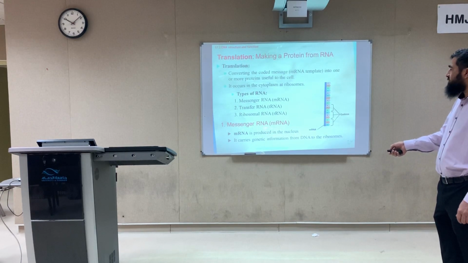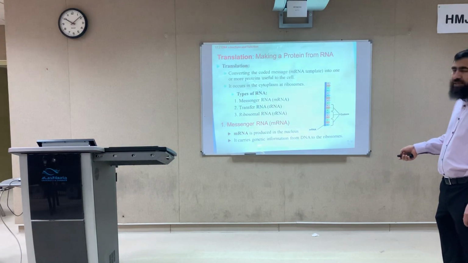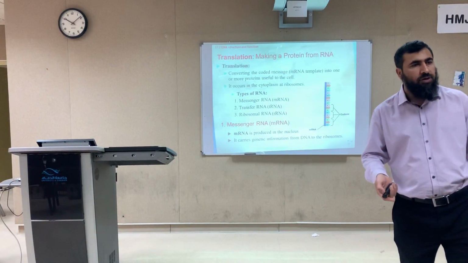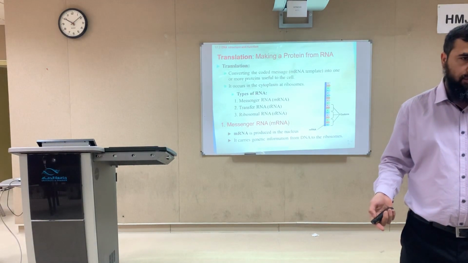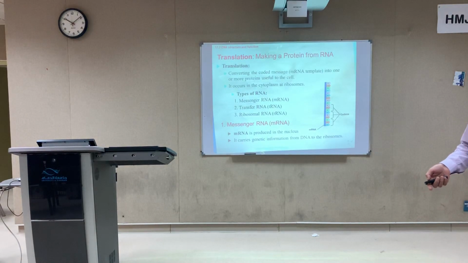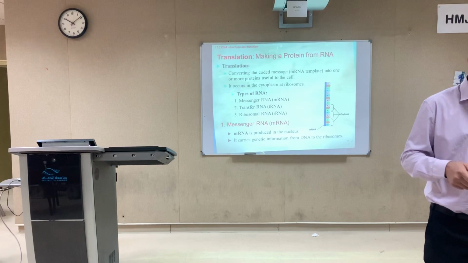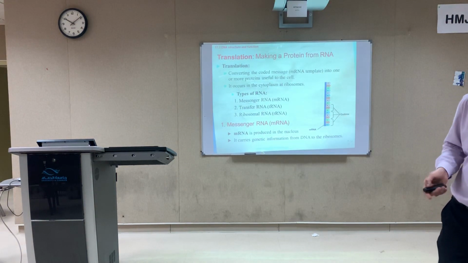As I mentioned, mRNA is a messenger between the DNA and the ribosomes, because the ribosomes can't read the DNA sequence, okay? They're outside the nucleus, in the cytoplasm. So there has to be a message sent to them. The messenger RNA acts as that messenger between the DNA and the ribosomes.